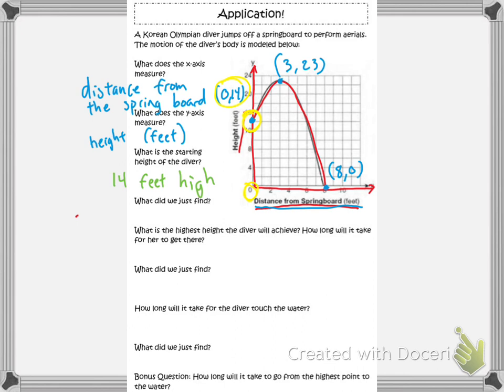All right, what did we just find? So the yellow things that I just circled, what did we just find? More importantly, what is this yellow dot, or this yellow circle? That is correct, we just found the y-intercept.